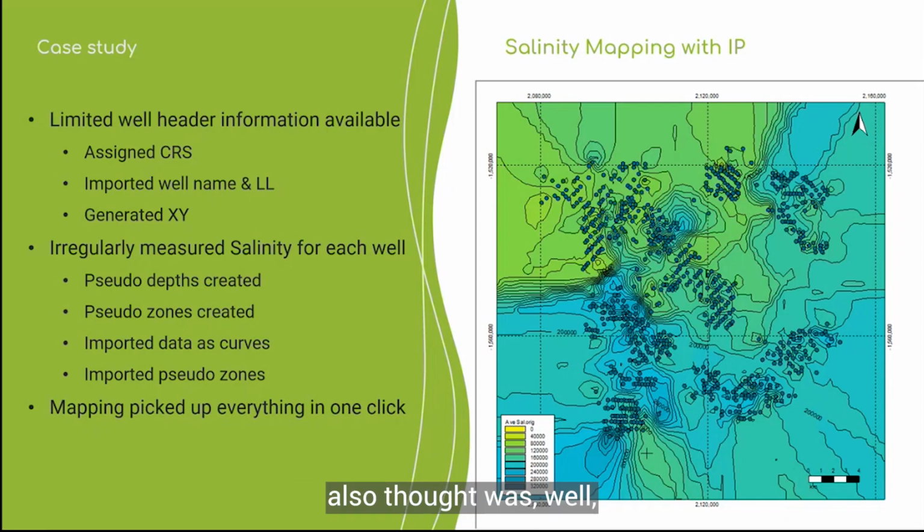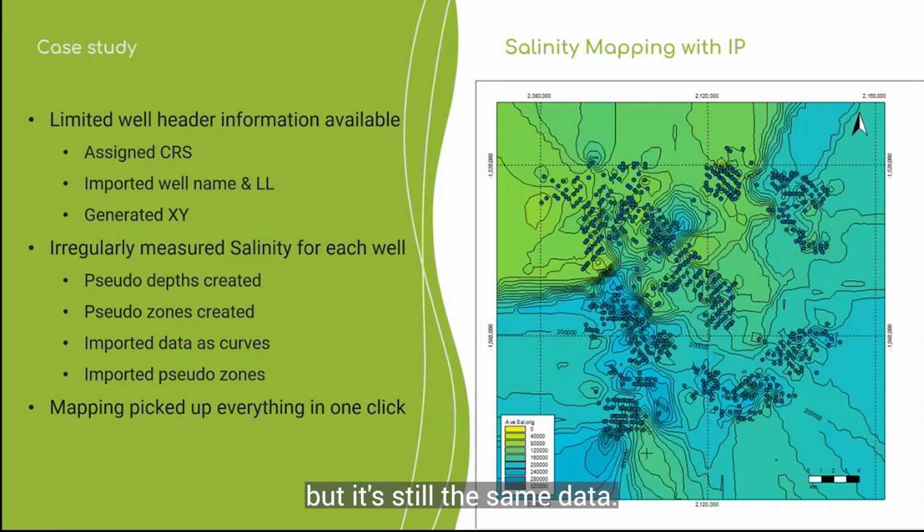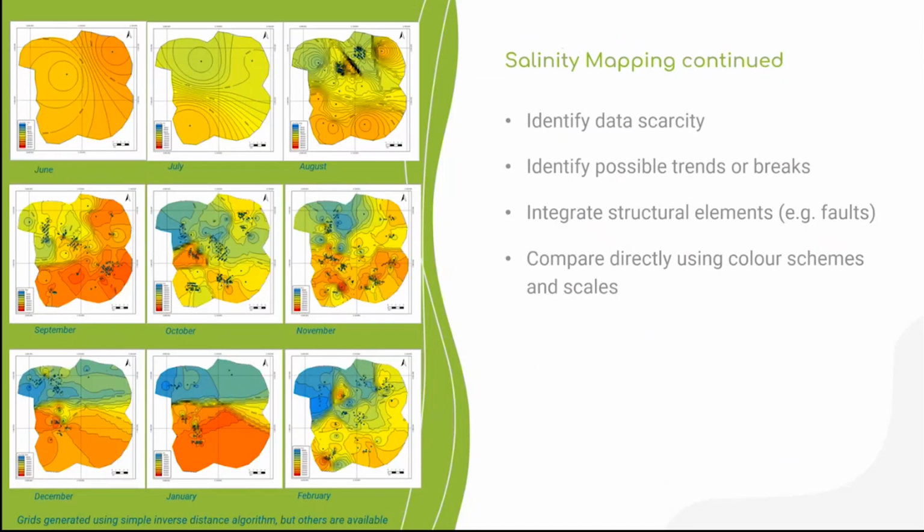But what we also thought was, well, what could we do to refine that? So we could, as you can see there, I've chopped and I've changed the color, but it's still the same data. I've set the contour levels to be slightly different, and I've refined it a little bit more. But that is still just all that data in one place. Then we have the idea of using those months to generate multiple maps.